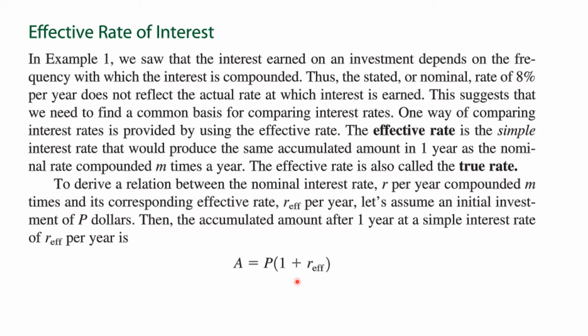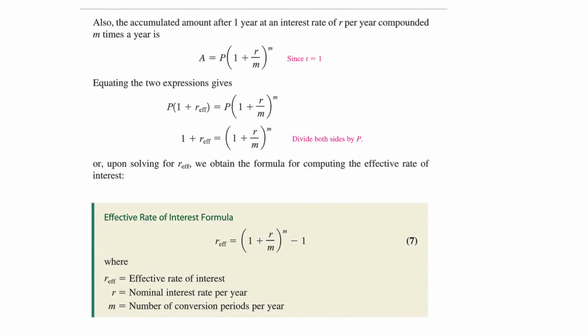A is equal to P times 1 plus the effective rate, as a simple one. And we can set that equal to our amount that we have from the compound thing for 1 year. T is 1. And so now I can solve this for R_eff. I cancel the M's and solve for R_eff. And I get, this is the formula for the effective rate of interest.